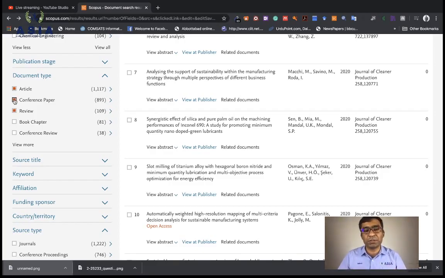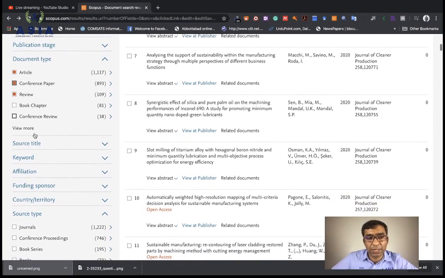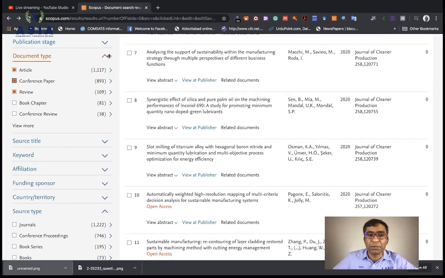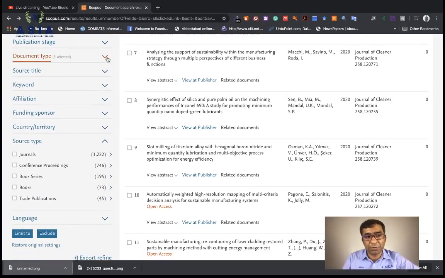The most authentic source, the data is available with the article. Then we have conference paper and review. So book chapters also can be included, and conference review, it's depending on your choice. Okay, but whatever you choose, you need to mention. I will show you how you can mention that.